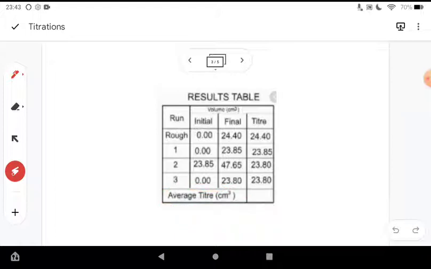Once you've done that, you can then start figuring out the moles and you can figure out the concentration of the unknown solution.